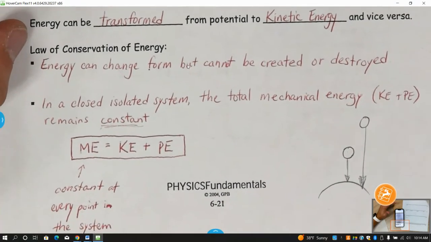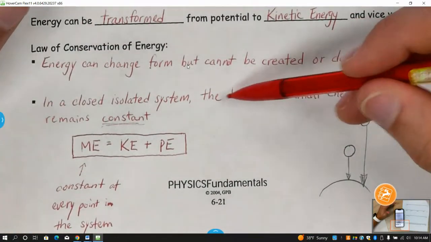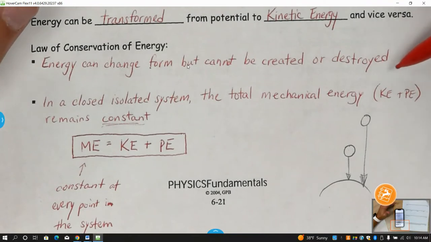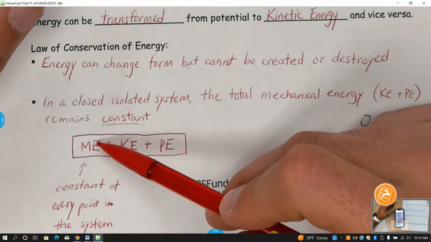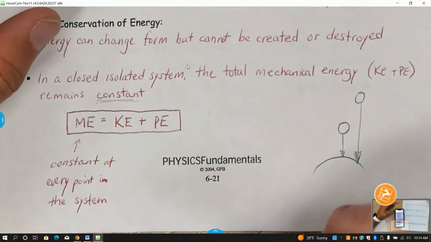And then you also needed to know that for our closed, isolated system, the total mechanical energy is the addition of potential and kinetic energy. It's the sum of those two. Once you find the mechanical energy at any point in this system, it's going to remain constant.